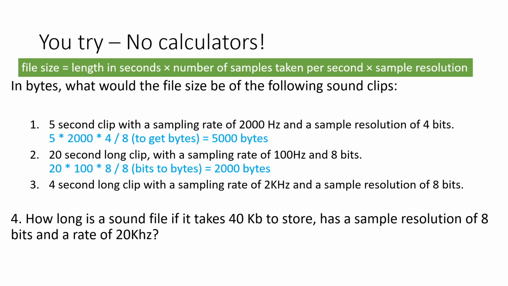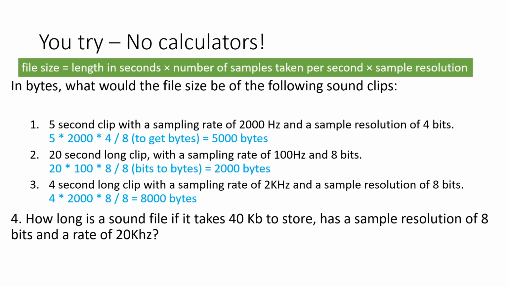Next one, I've got K here. So remember about kilobytes, that was 1000 bytes. Kilohertz is 1000 hertz. If you saw megahertz, that'd be 1,000,000 hertz. So this is going to be 2 times 1000 hertz. This is 2000 hertz. So 2000 samples. Resolution's 8 bits. 4 seconds long. 4 times 2000 times 8. And then divide that by 8. That'll get you 8000 bytes.